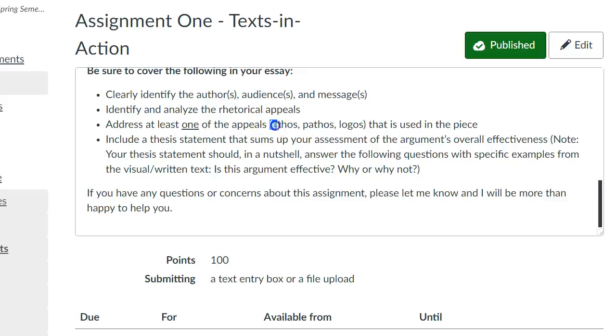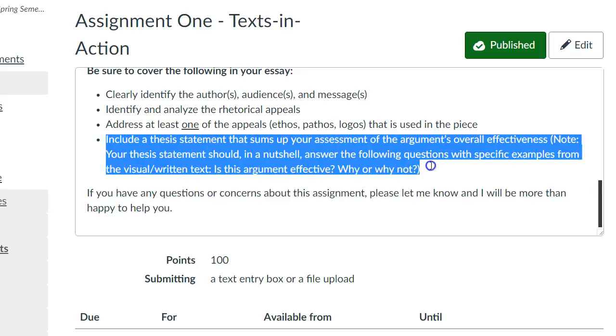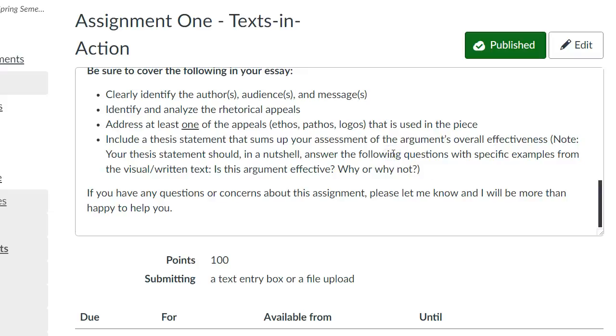Will you get a better grade if you address more than one? It'll give you bonus points. But again, you're only required to identify one. Also, be sure to include a thesis statement that sums up your assessment of the argument's overall effectiveness. So you want to make sure that your thesis covers the following questions. Is this argument effective? Why or why not?